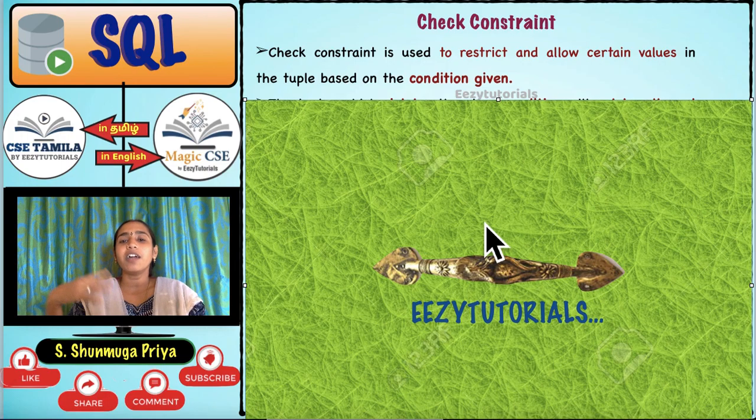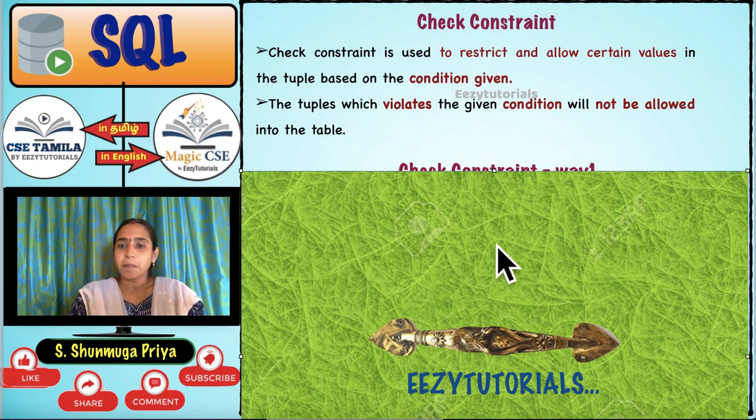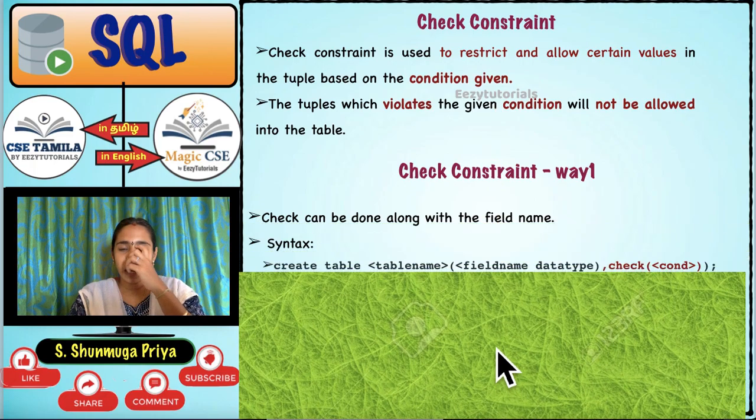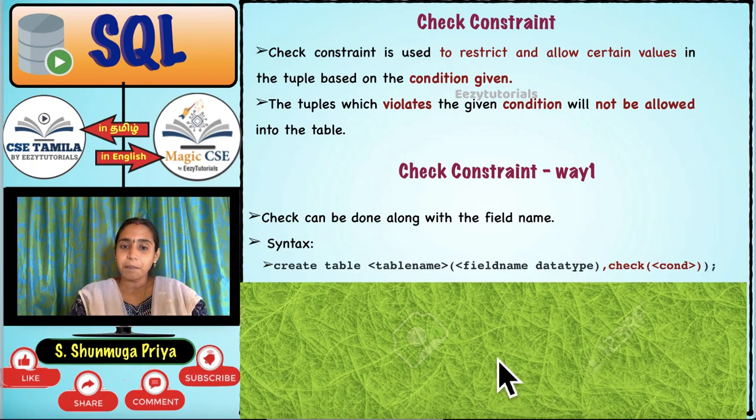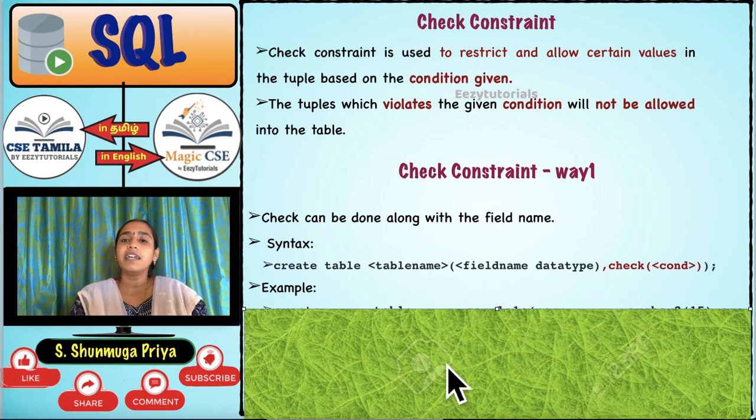All the records or tuples, if they satisfy the constraints corresponding to that column, will be allowed inside the table. Otherwise, the record will not be allowed inside the table. This is called a check constraint. The tuple which is violating the condition will not be allowed. We'll see an example, and this check constraint can be imposed onto the table in two or three ways. We will see all the methods one by one.